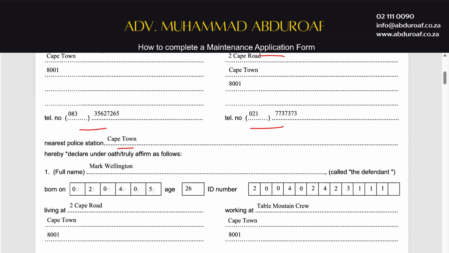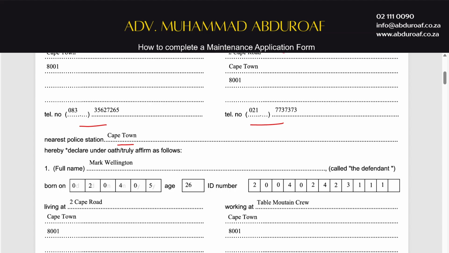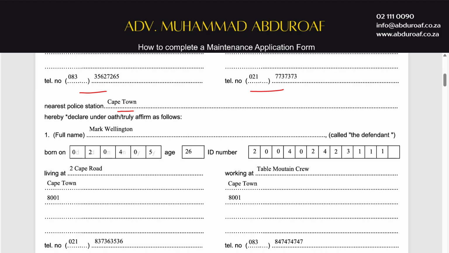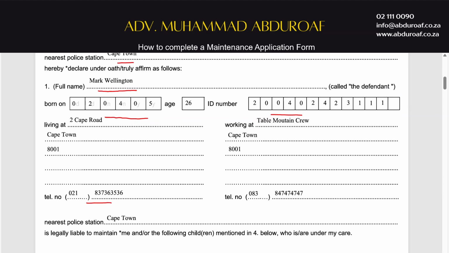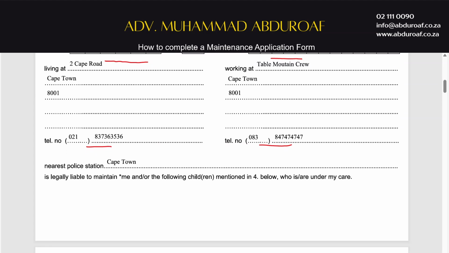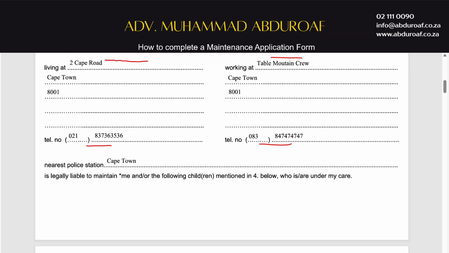The form further requires your nearest police station. I said Cape Town. Now that's where your details come in, the applicant or the parent claiming child maintenance for your minor child. Then going further, we require the details of the other parent, in this case the father. I gave him the name Mark Wellington. I do not know if there is a Mark Wellington out there, but hopefully, if there is one, his ID number is not as I presented it here. I provided a telephone number for his work and for his home, or maybe cell number. Nearest police station, Cape Town.